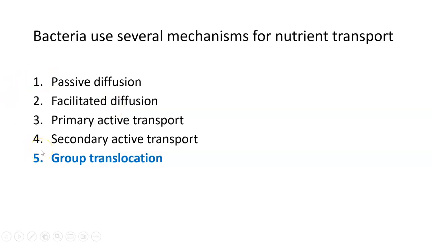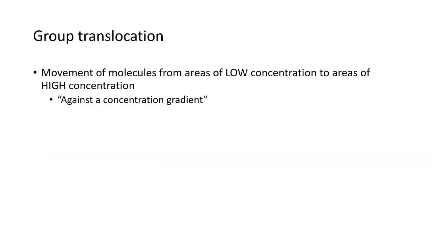But I do have another video that you can check out that has descriptions of all of those if you need a refresher. What I am going to cover is group translocation, which is a bacteria-specific type of transport that they use to transport sugars from the outside environment into the cell so that they can use it for energy. And so group translocation is movement of molecules from an area where their concentration is low to an area where their concentration is high. So this is a low to high concentration movement.